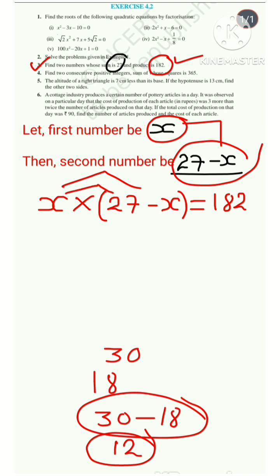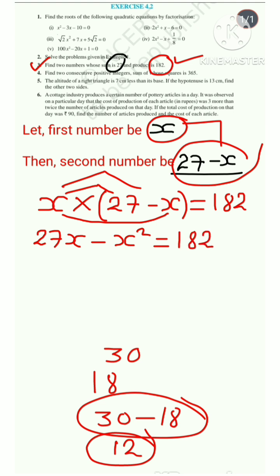x into 27, 27x, plus, into minus, x into x, minus x square, equal to 182. Now let's arrange: minus x square plus 27x, and this plus 182 comes to LHS and becomes minus 182, equal to 0.